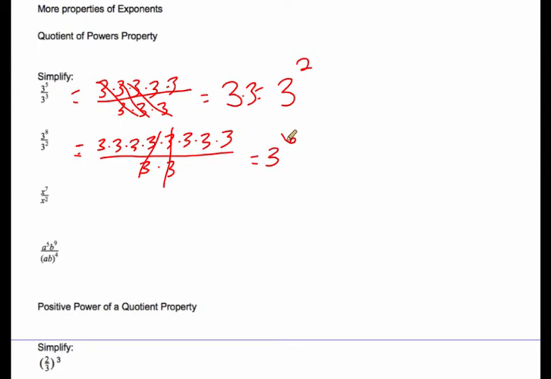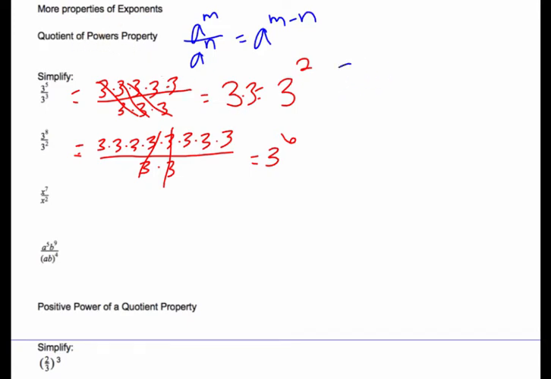So notice what happens here. How did I end up with an exponent of 2? Well, 5 minus 3. How did I end up with an exponent of 6? 8 minus 2. Again, notice that the bases are the same. So the property here is: if I have a to the m over a to the n, that is equal to a to the m minus n. That's the quotient of powers property.